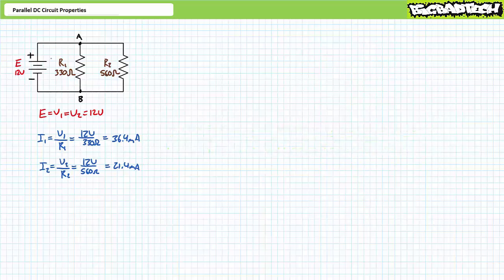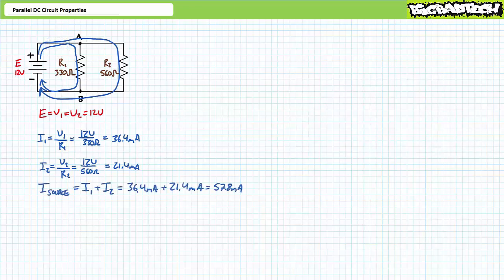Yet another fundamental parallel circuit property lies easily within our grasp. Given R1 draws 36.4 milliamperes from the source, and R2 draws 21.4 milliamperes from the same source, how much current does the source provide to the complete circuit?